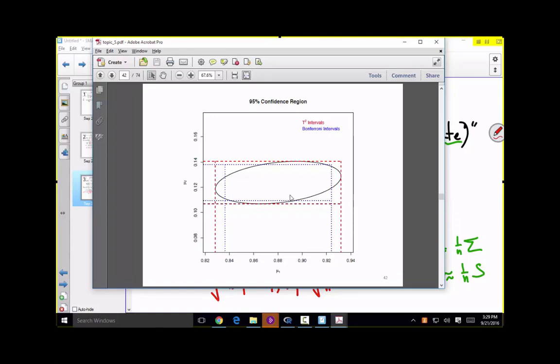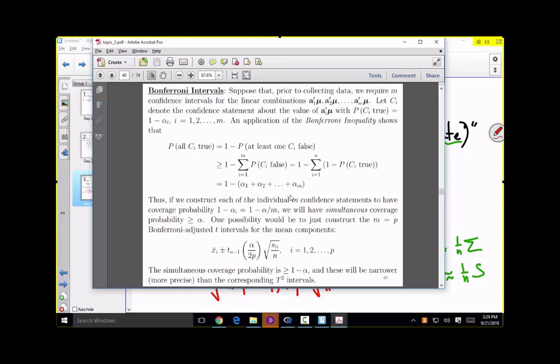The red ones, because they have to accommodate all linear combinations simultaneously, are as wide as you can get. And they're too wide. If you really want coverage to be 95%, those t-squared intervals will tend to have coverage bigger than 95%. So if you want to get a little more efficient, we can think about trying to narrow the intervals. And a way to do that is with what's called Bonferroni intervals.